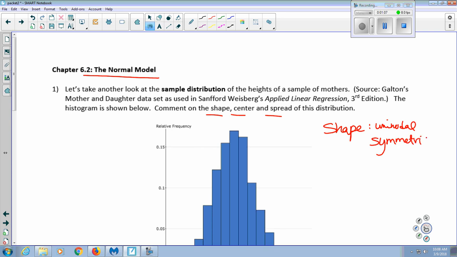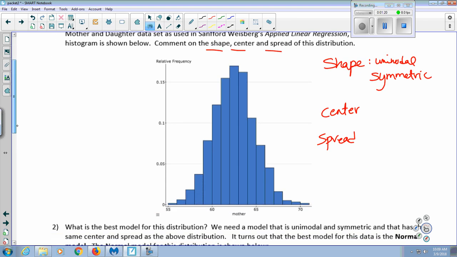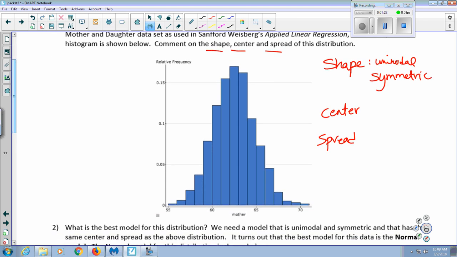Key features that we're going to be looking at: our center, I'm going to scroll down, and our spread. So our center looks to be about in here, maybe at like 62 inches. And our spread, one way we can do it is take our range. So our range from here to here is about 16 inches.